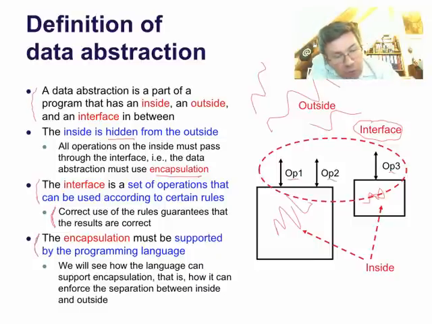Final point is that we want the encapsulation to be supported by the programming language. We want to enforce the separation between inside and outside. That's an important thing we're going to see: how to build abstractions such that you can guarantee that you have encapsulation.